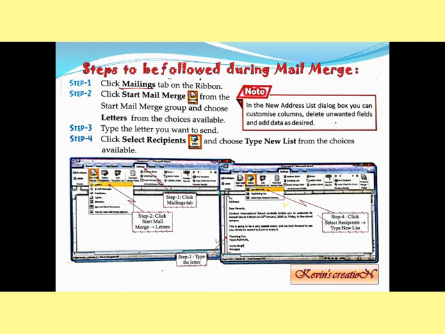Now we have the steps to be followed during the mail merge. Here I want to tell you something. The mailings tab is very important. For mail merge we use the mailings tab. So the first step will be, on the ribbon you have to click this mailings tab. After doing that, we have to click start mail merge from the mail merge group and choose the letter from the choices available. So here first we click start mail merge, and then we choose letters from the list.